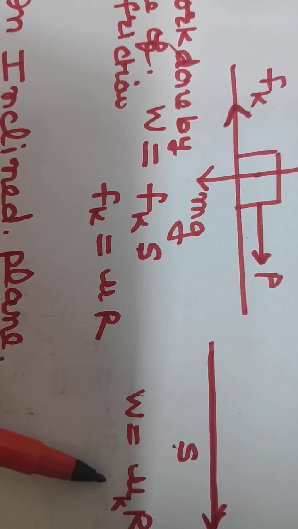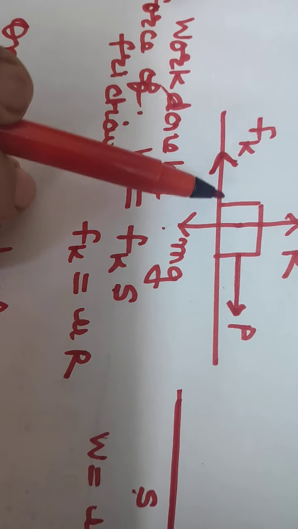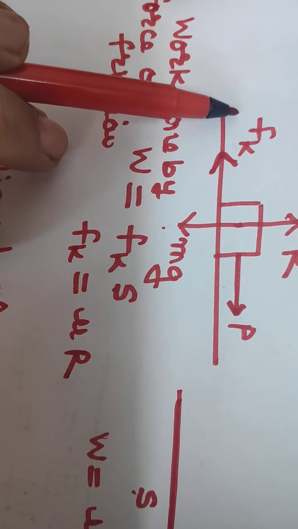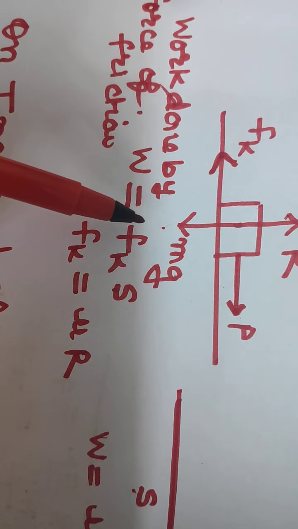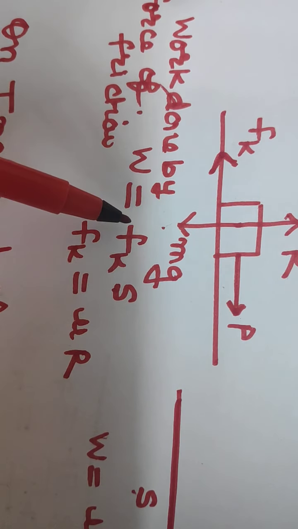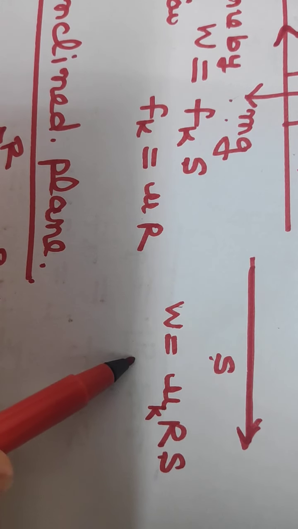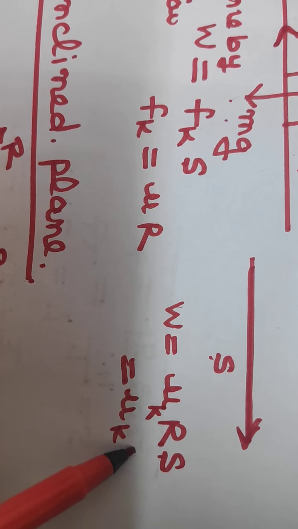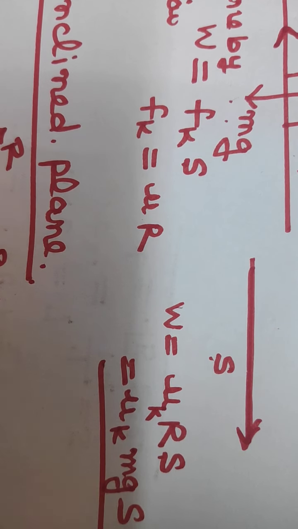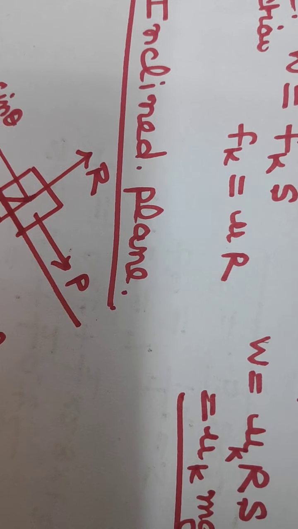Now what is R? R is the reaction, and R is equal to mg. We make one equation from the horizontal forces and another from the vertical. In vertical, the object is not moving upward or downward, therefore net force is 0, therefore R equal to mg. So W equal to mu k mg into s. This is the work done against friction.